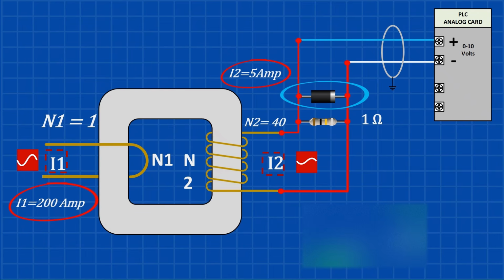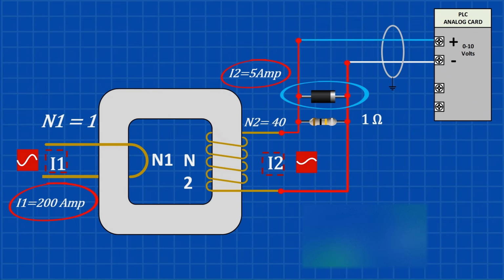However, we also need to account for the diode's forward voltage drop. A Schottky diode typically drops around 0.3 volts, while a standard silicon diode is usually around 0.7 volts. For example, if we measure 5 volts across the burden resistor, the voltage after the diode will be reduced to approximately 4.7 to 4.3 volts, depending on the type of diode being used.